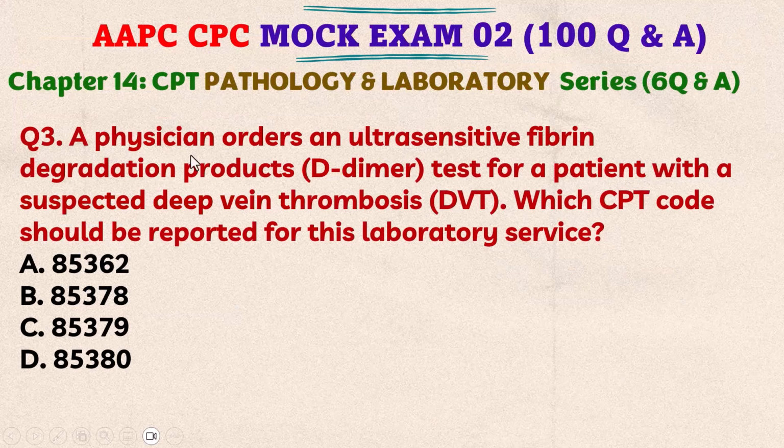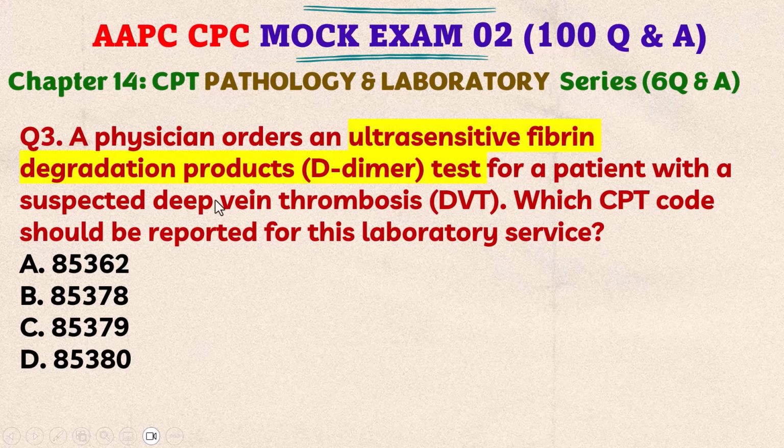Question number 3. A physician orders an ultra-sensitive fibrin degradation products, that is D-dimer test, for a patient with a suspected deep vein thrombosis. Which CPT code should be reported for this laboratory service? So there are 4 answers available. Take your CPT code book and find the answer.